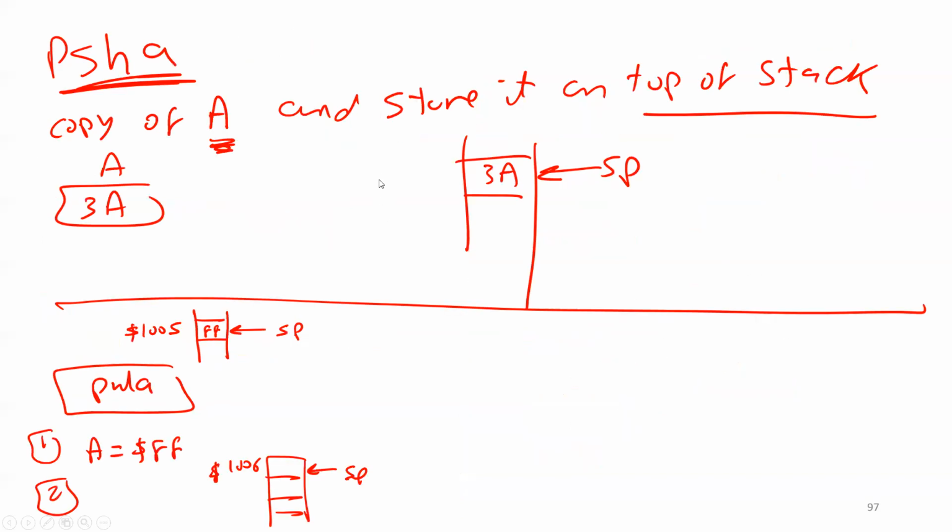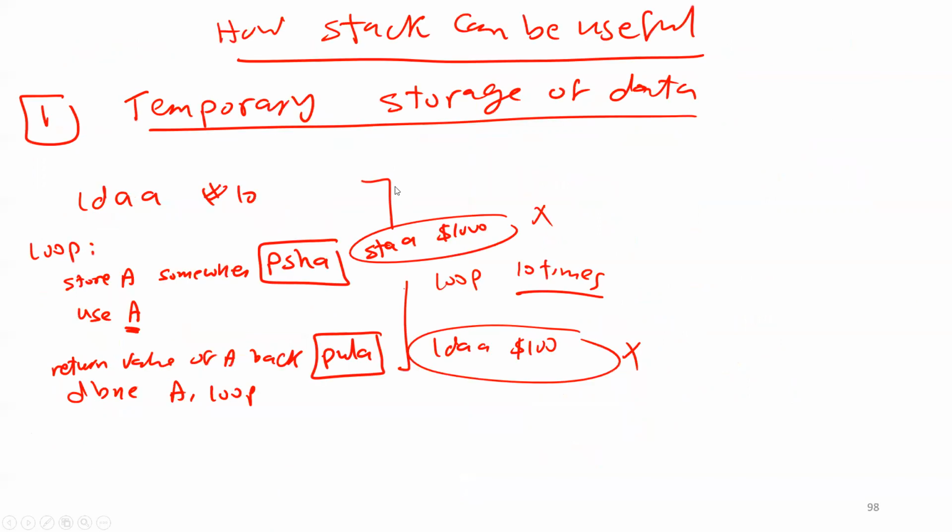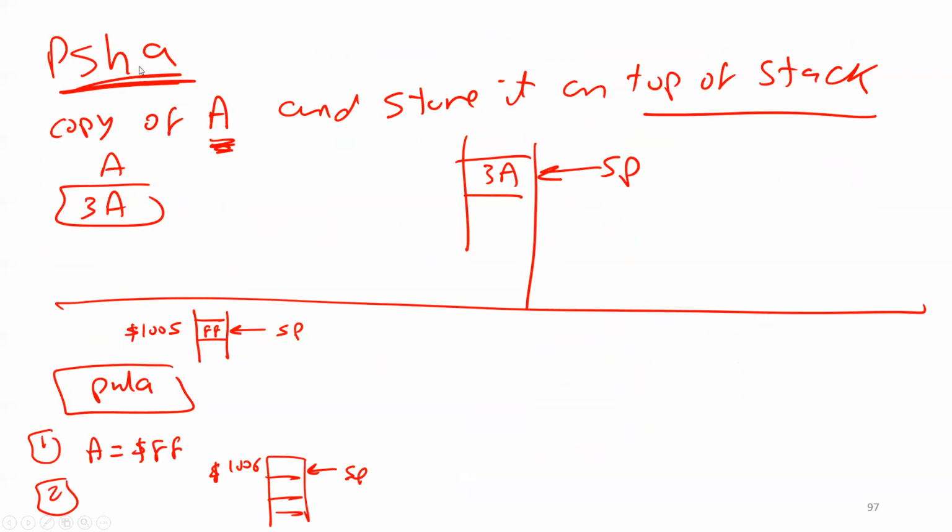Okay, guys, let's have some more examples to understand this part. For example, I want to push A. When I say push A, I mean I want to copy the value of register A and store it at the top of the stack. If register A is storing 3A, after you execute this instruction, if you go to the stack, you are going to find this value stored there. It copies whatever is in A and puts it at the top of the stack, and SP now points to this value at the top.